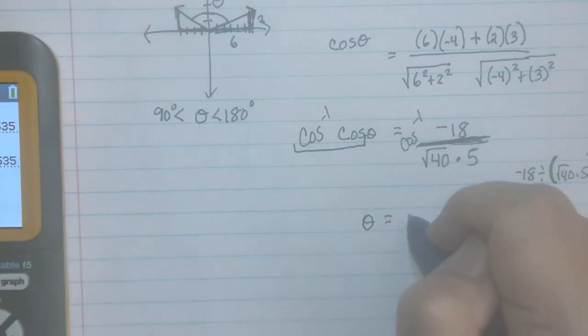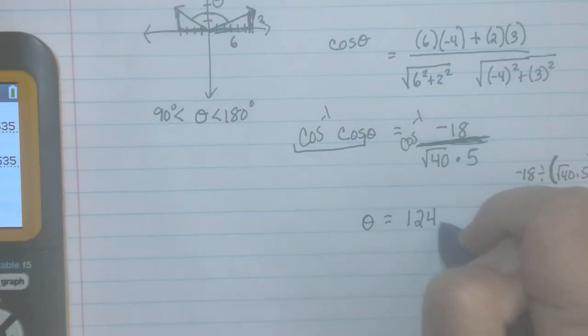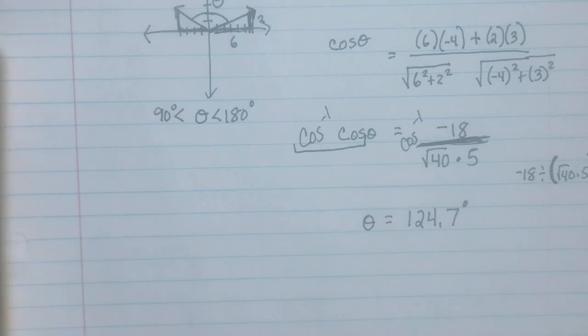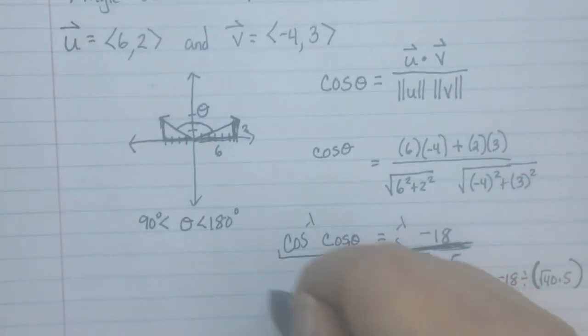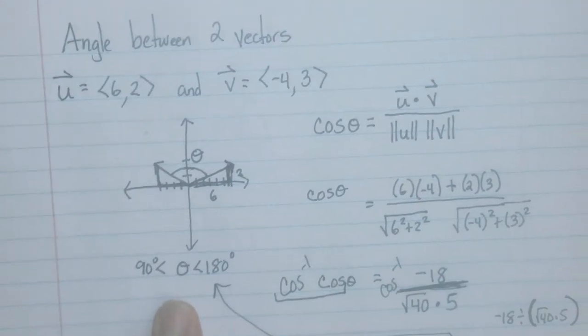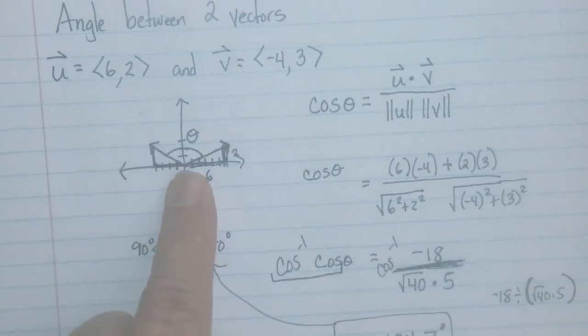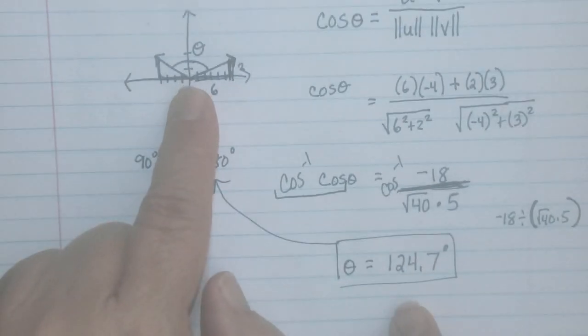Alright, so we got, if I round to the tenths place, 124.7 degrees. Does this answer make sense with our picture? Yeah. 124, little more than 90. Okay? Math makes sense. Always ask yourself, does this answer make sense?